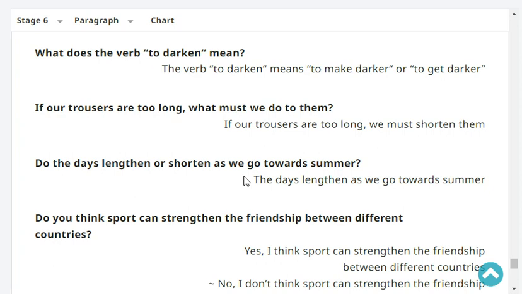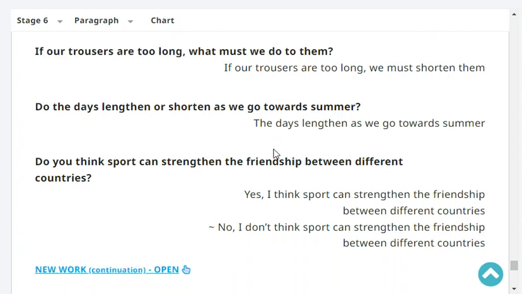If our trousers are too long, what must we do to them? If our trousers are too long, we must shorten them. Very good.